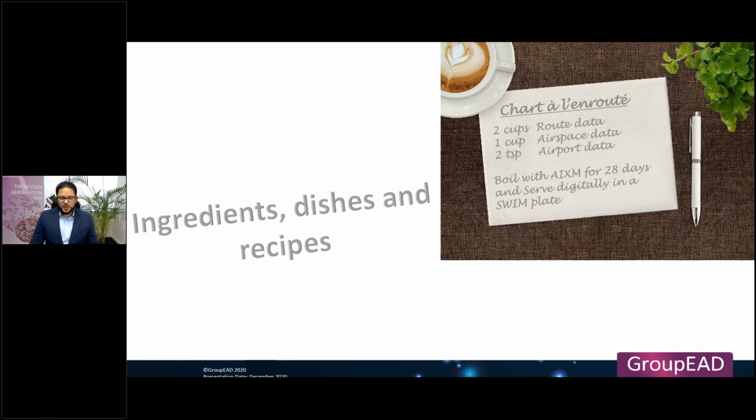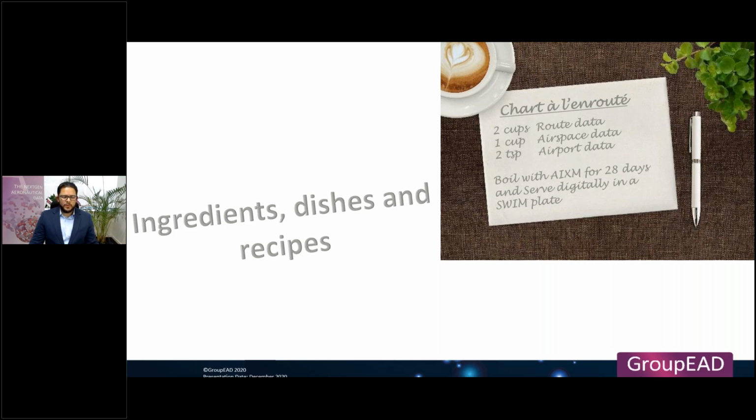Because today, in today's cooking show, we're going to prepare an exquisite dish, which is called Châtelain Croûté. Excuse my French, I know it's very bad. Maybe Oscar could have said it better than me. What we need for this delicious dish is 2 cups of raw data, 1 cup of airspace data, 1 or 2 tablespoons of airport data. And then we have to boil all the ingredients with AIXM for 28 days and serve digitally in a SWIM plate. Obviously, you know that this is a joke, but what we want to do is to make an analogy of what we have in the cooking world with what we are doing in AIS.